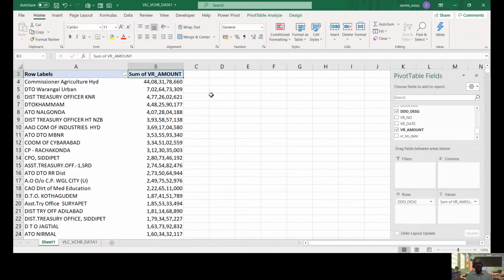Now let us split this expenditure. Let us analyze these DDOs based on our object head. That is our goal, right? So that gives a lot of insights. Okay, let us see with some examples.